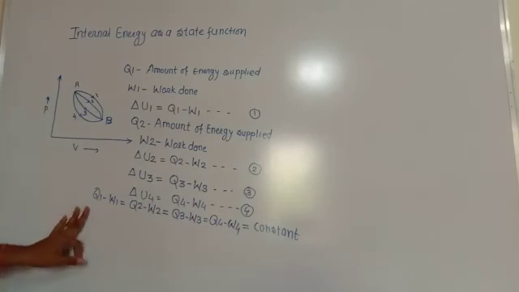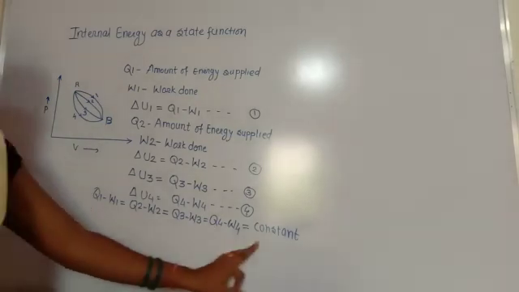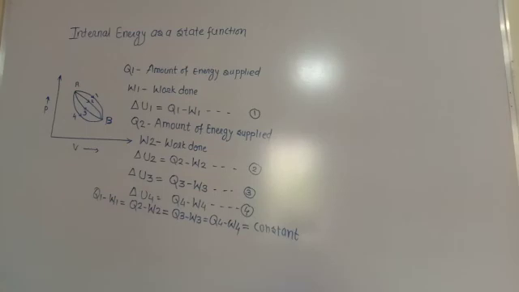Okay. So it is found that all the changes are constant. So that's why you can say that the internal energy does not depend on the path. It only depends on the state, that is, initial state A to the final state B, by which the change is brought between the two states. So that's why internal energy is a function of the state of the system.